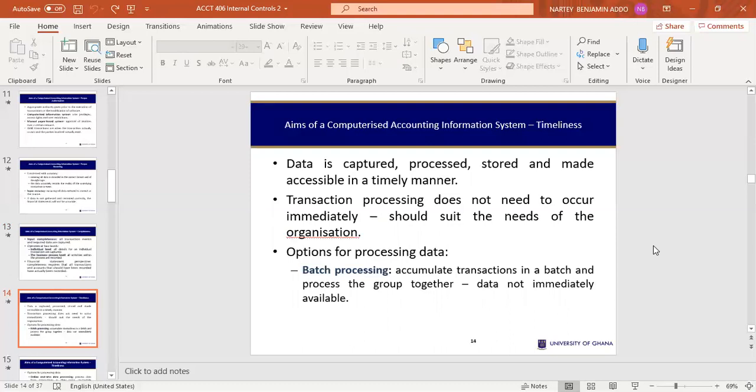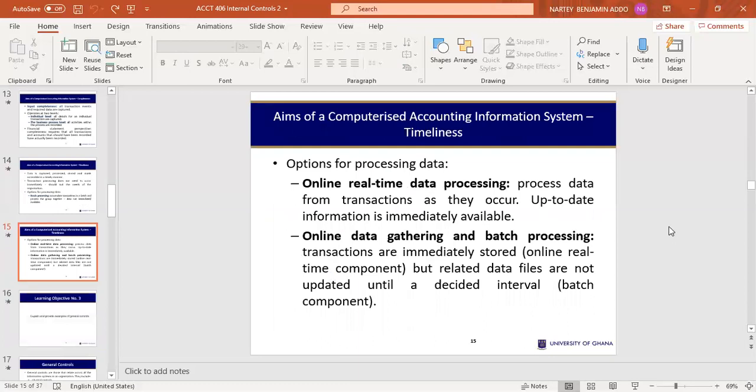So transaction processing does not need to occur immediately, because we have what we call batch processing, and then we have real-time processing. I think we have mentioned this over and over. For real-time, transactions are processed as they occur, but for batch, we need to group together a certain number of transactions before we process all of them.